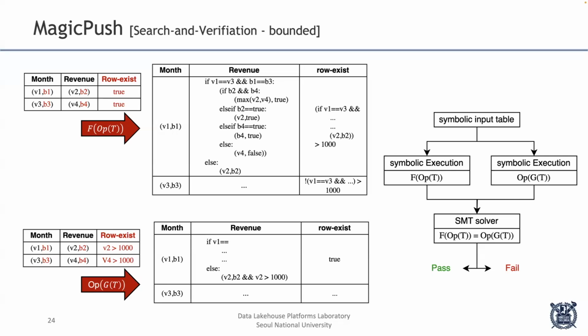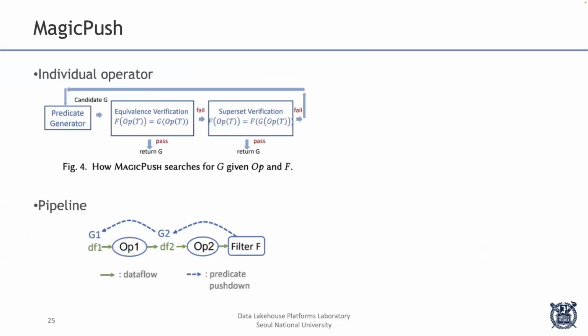So right now, at this point, if we want to verify a table of size 10, or symbolic table of size 10, we have to redo the verification again. Okay, so now we have an idea in general of how Magic Push performs a push down for a single operator. And we summarize. So the predicate search module is going to return one candidate G in the beginning, which is the most selective. And each candidate will go through an equivalence verification to check if the equation is correct or not. If it passes the equivalence verification, then it will stop and return.